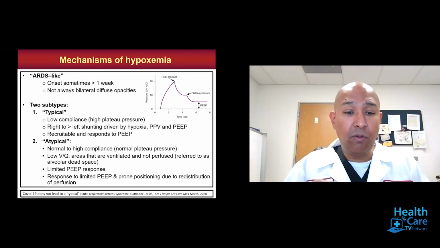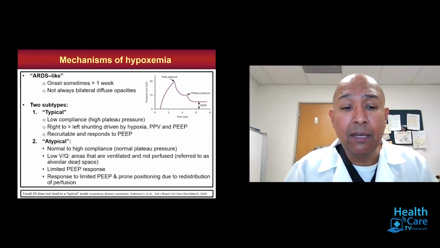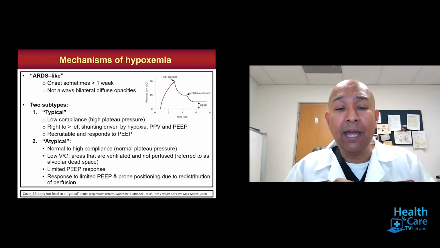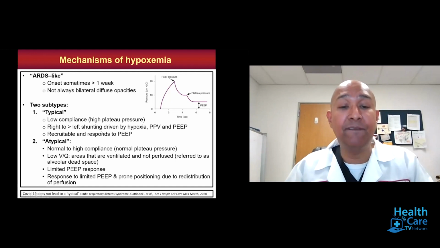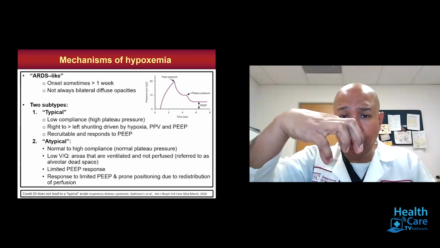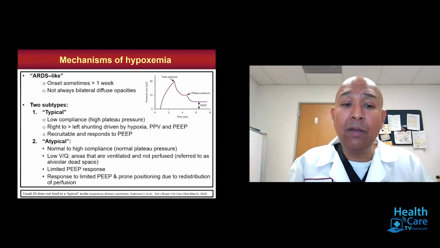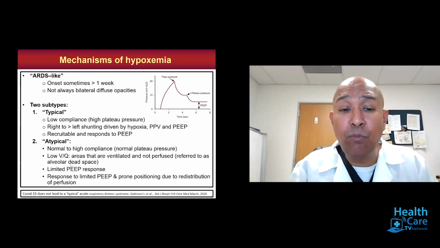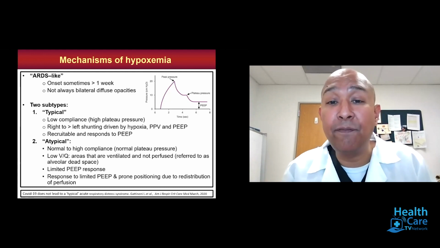Normal. So one thing that we noticed is that maybe there are low VQ areas that are opposite to traditional thinking. Usually when we think of typical ARDS, that's what we call shunt-like physiology. The problem is with the ventilation, but there's no problem with what? Perfusion. But when we talk about this atypical ARDS, maybe the problem is more on the Q, which stands for perfusion. And why are they not perfusing?